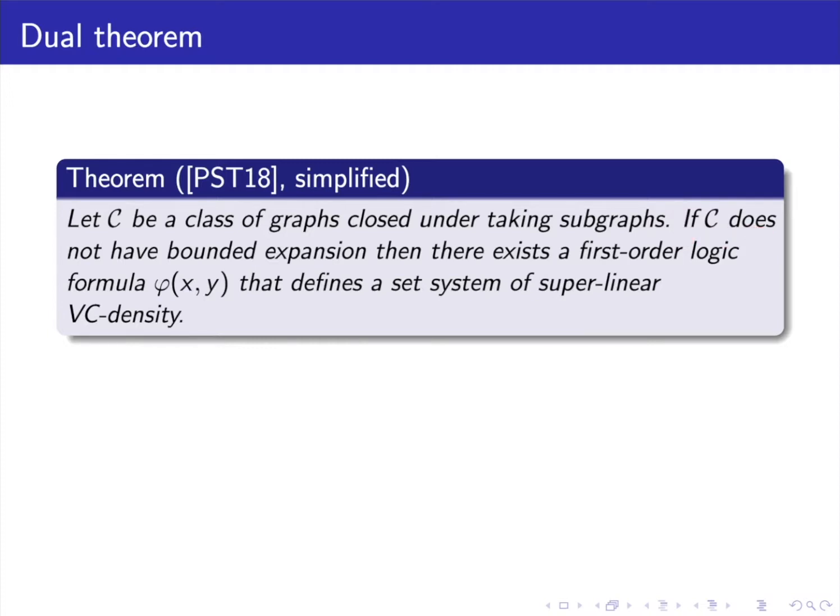if we have a graph class which does not have bounded expansion, right? So it is not sparse according to this notion, and it is closed under taking subgraphs, then there is a counterexample. It cannot have low VC density. There is actually a first order logic formula with just a single parameter that defines a system of superlinear VC density, right? That could not happen under the previous theorem.